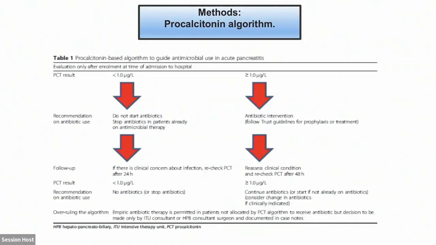And this is the chart which was placed in the notes. I don't think it projects well, but basically if it's less than 1 microgram per liter, we'd say do not start antibiotics. If it's more than 1 microgram per liter, we'd say start antibiotics. If it's less than 1 and clinicians were still concerned about potential for infection, they could repeat the assay at 24 hours.